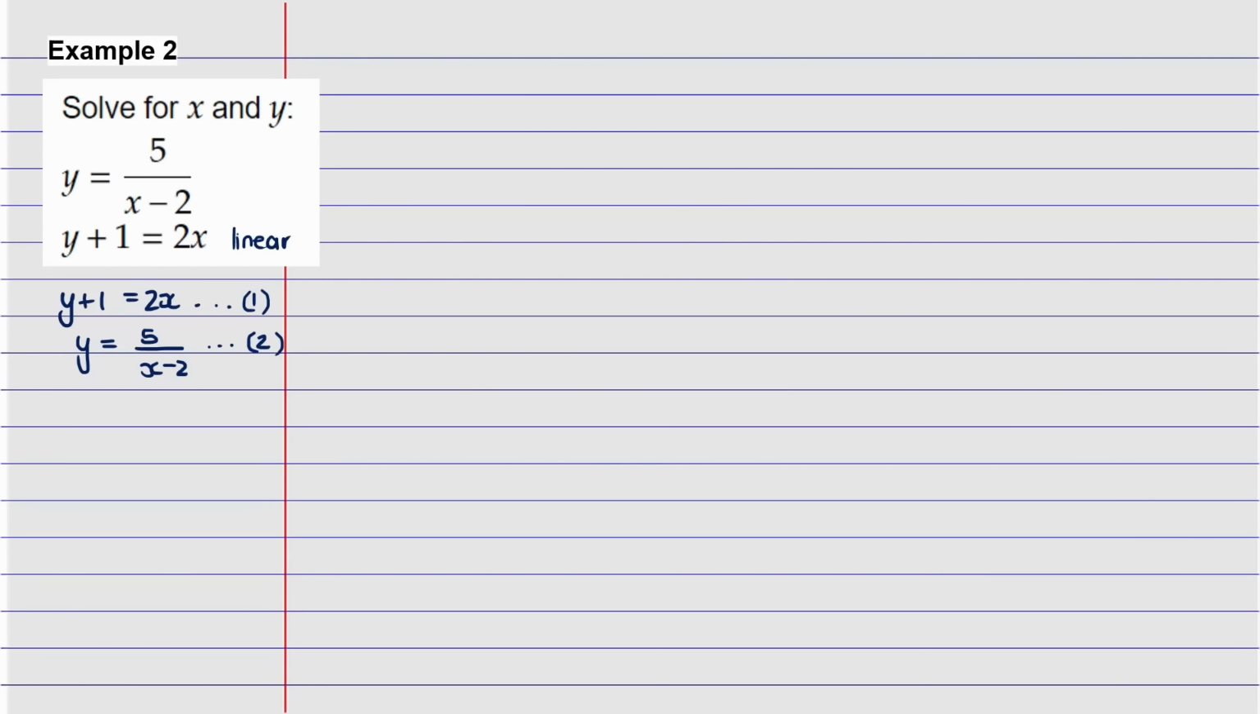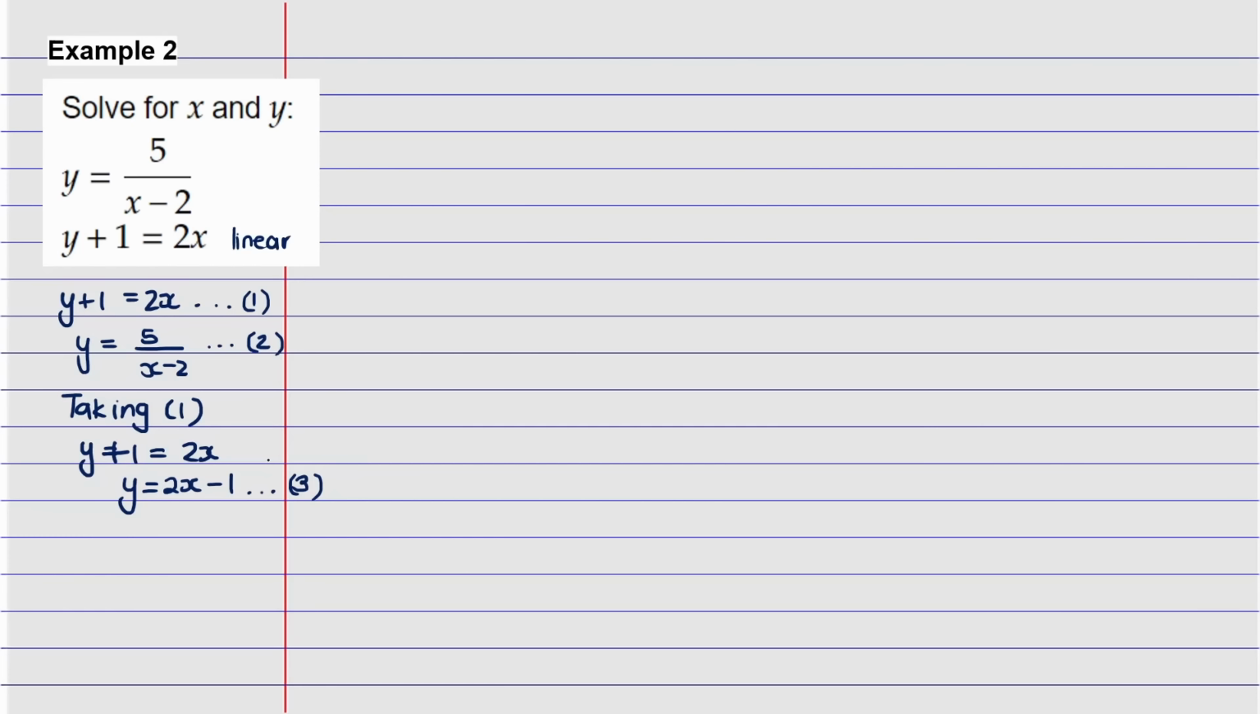So now you have equation 1 and equation 2. We take equation 1 and transform it to create equation 3, sorry. So we're going to say, taking 1, y plus 1 equals 2x. Take the 1 to the other side because I want y alone. So it's going to be y equals 2x minus 1. This is going to create our equation 3.